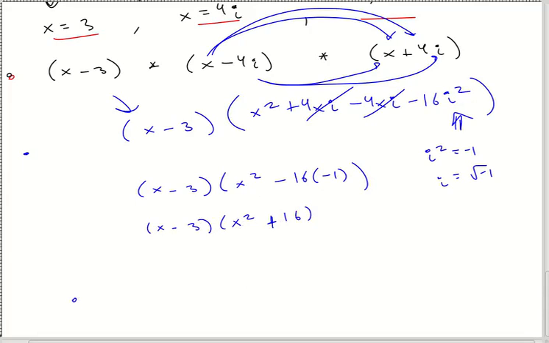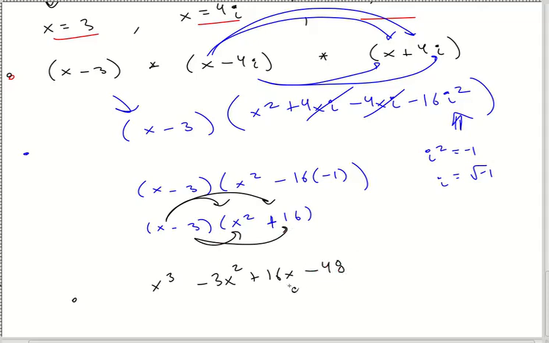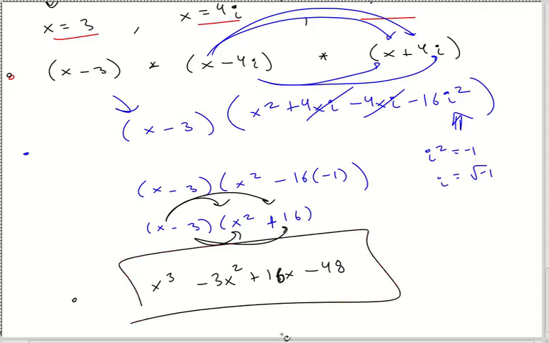So I want to FOIL this thing out a little bit more. X times x squared is x cubed. X times the 16 is the 16x. Negative 3 times x squared is negative 3x squared. Notice that I kind of put it into correct order because the order was going to be all messed up. What's 3 times 16? It's a lot. 48. Negative 48. I looked at my paper for that one. Okay. This is your answer.